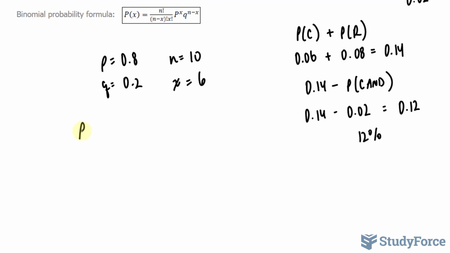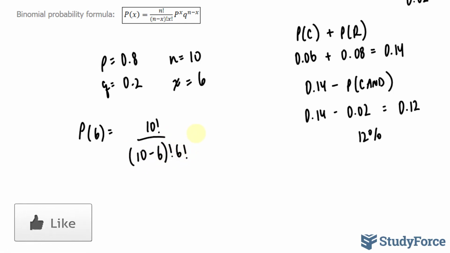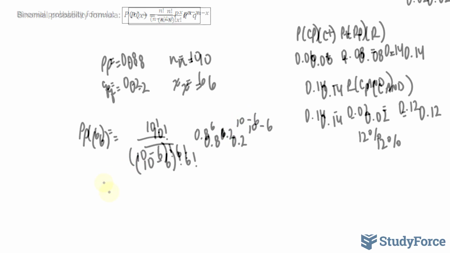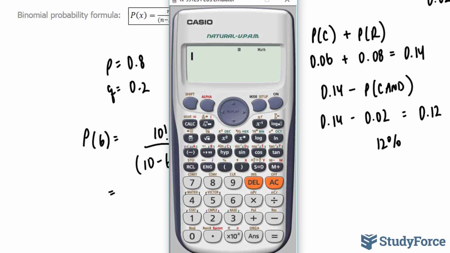P at 6 is equal to n factorial, so 10 with this exclamation mark, over (10 minus 6) factorial, 6 factorial, times P to the power of 6. So we have 0.8 to the power of 6 times Q, 0.2, to the power of 10 minus 6. Let's use our calculator for this.